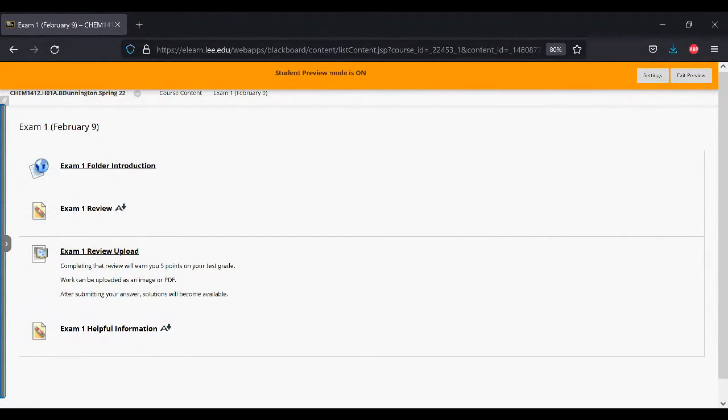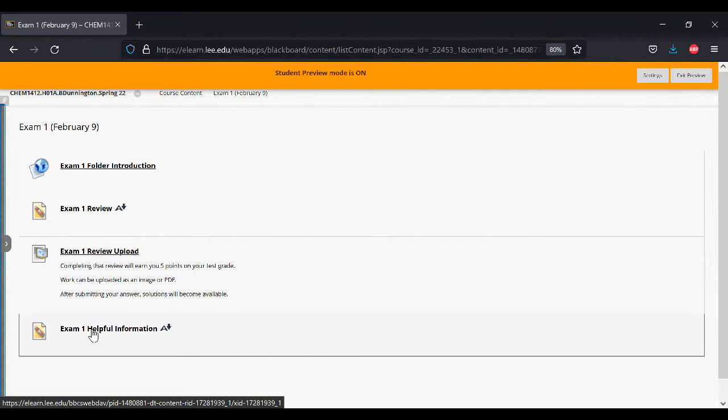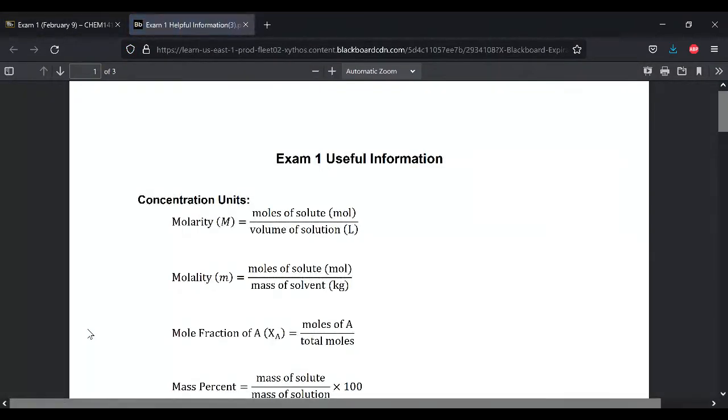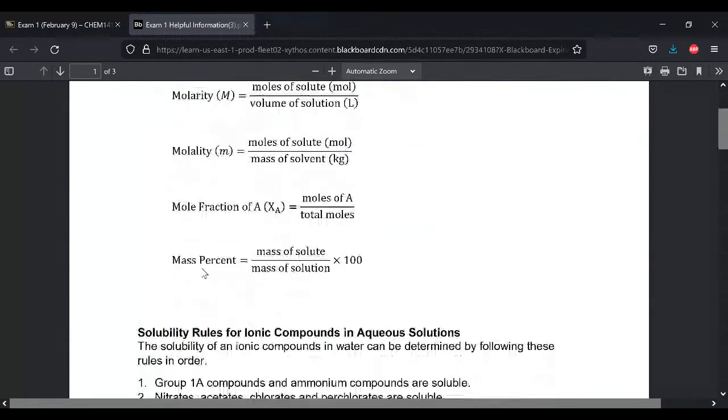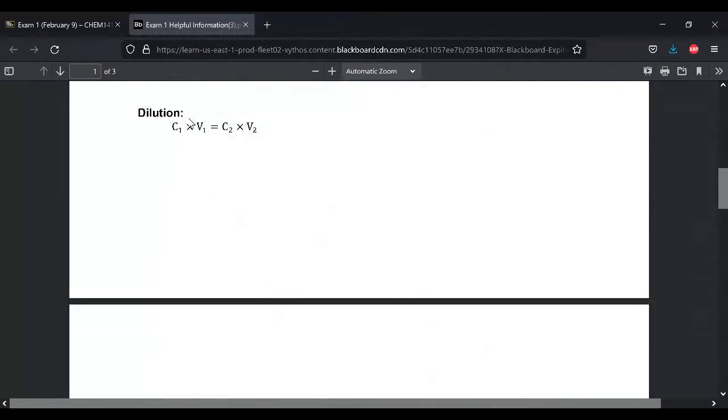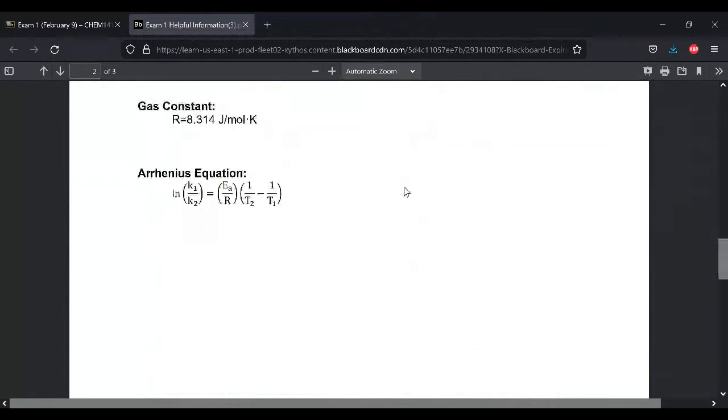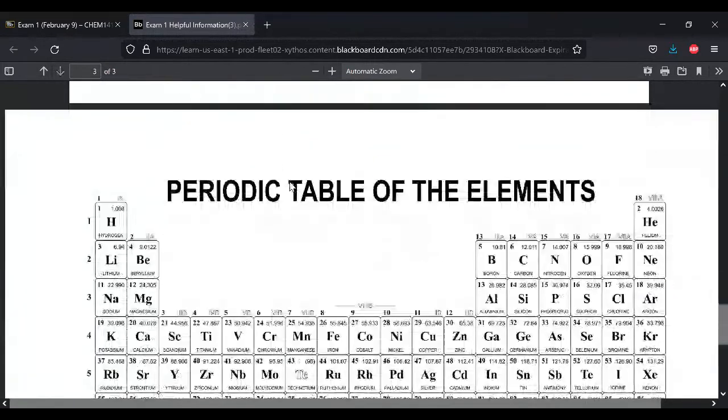Just kind of want to point out the different things that are in here and kind of what the idea is. So there's basically two things, the review and the helpful information. So we're actually going to start with the helpful information down here. This helpful information, if you open it up, this is the last few pages of the test. The test will have concentration units, solubility rules, dilution equation, kinetics equations, gas constant, and a periodic table.